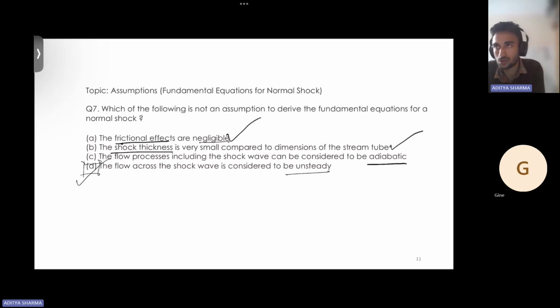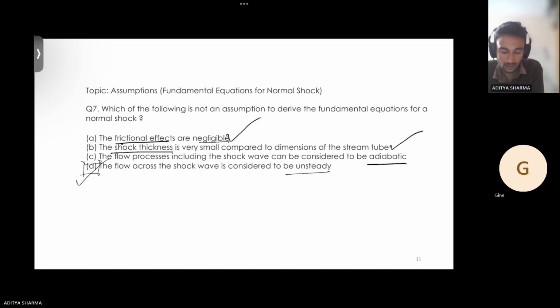So in your lecture content also, you must have gone through what is the order of the thickness of these shock waves, right?